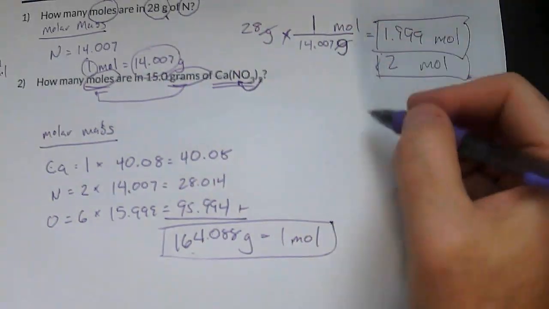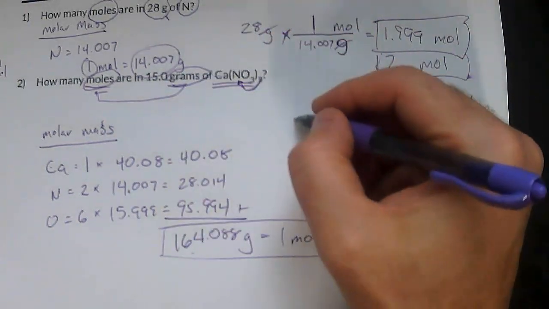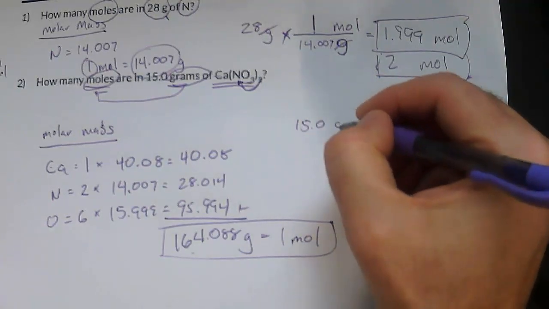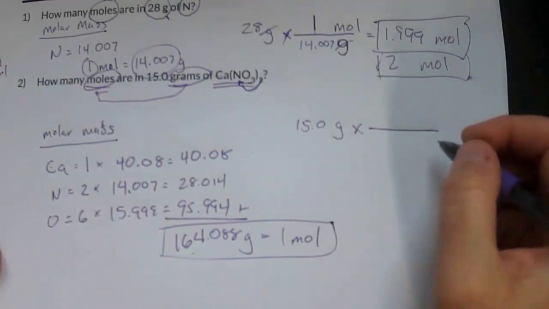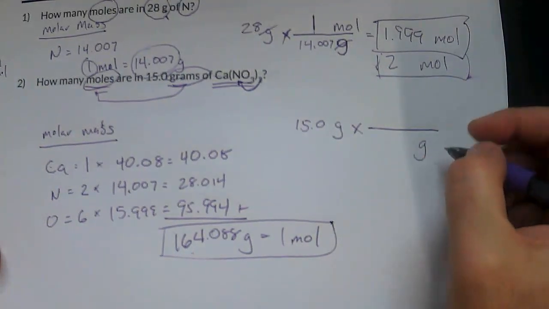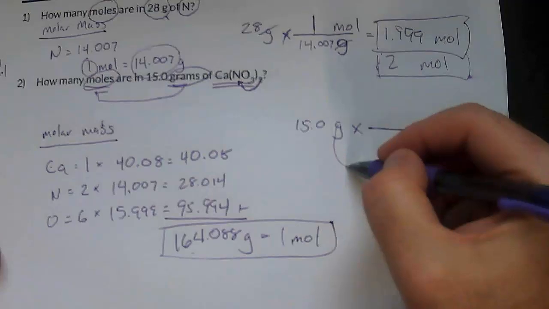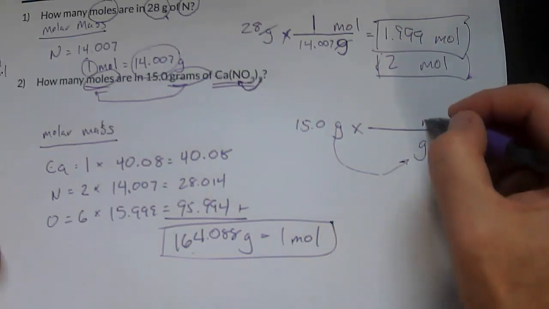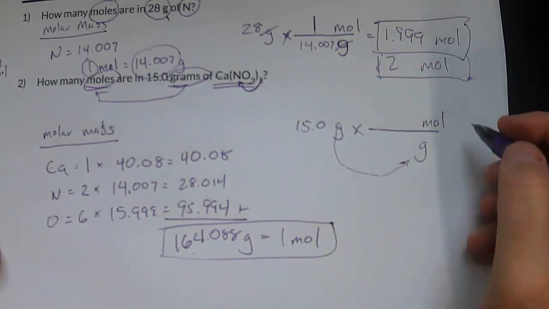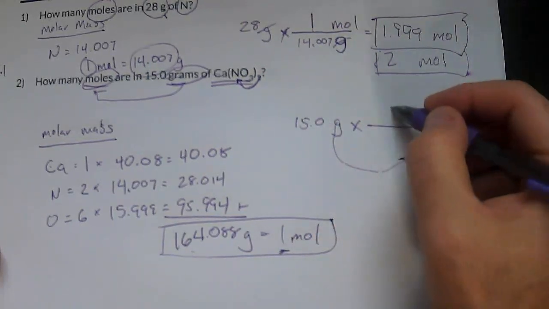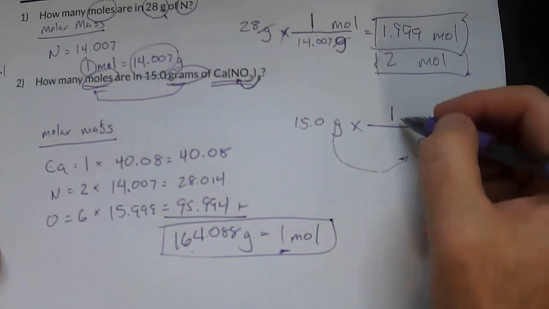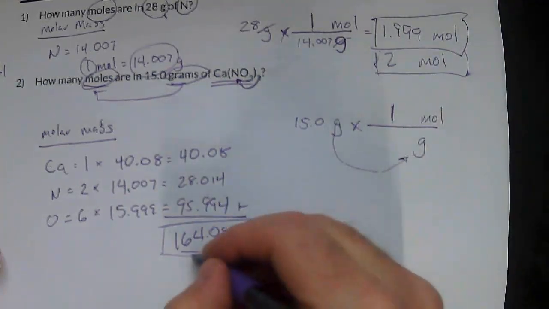So now we write the number that we're given with the unit, 15.0 grams, X line. What goes on the bottom? Grams, because it's here, so this unit goes on the bottom. Moles go on the top. Now we look at the molar mass. What number is with moles? 1. What number is with grams?